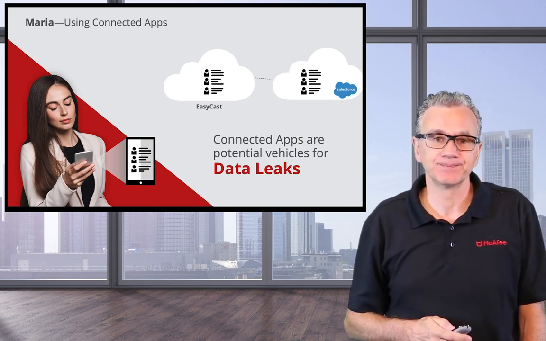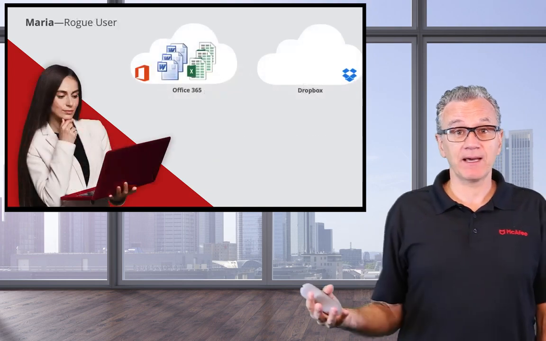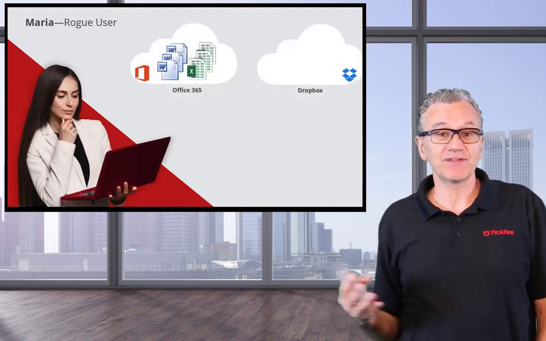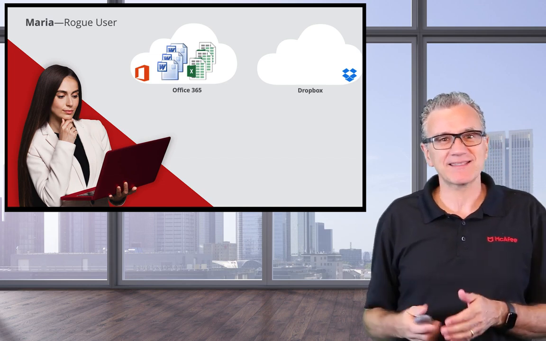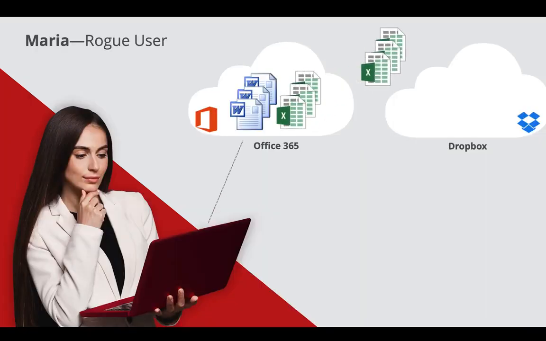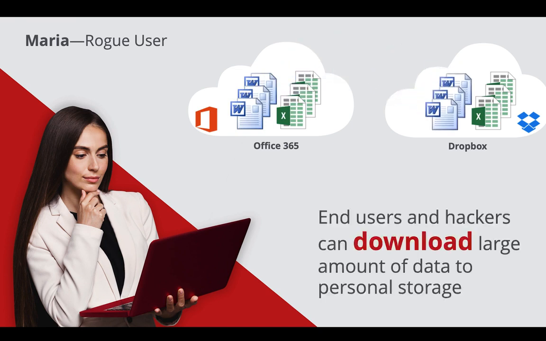And finally, she gets a better offer from a competitor, so she decides to leave the company. And in the process, she's thinking, hey, how about I get a head start there, and I take some of my documents and spreadsheets and upload them to my personal Dropbox instance. And that's another way that data leaks and exfiltrates from a corporation into the cloud.